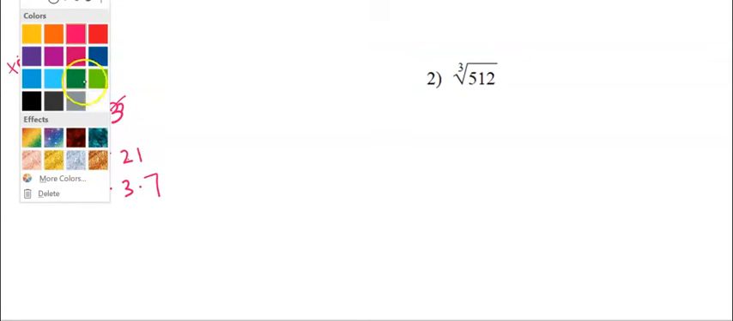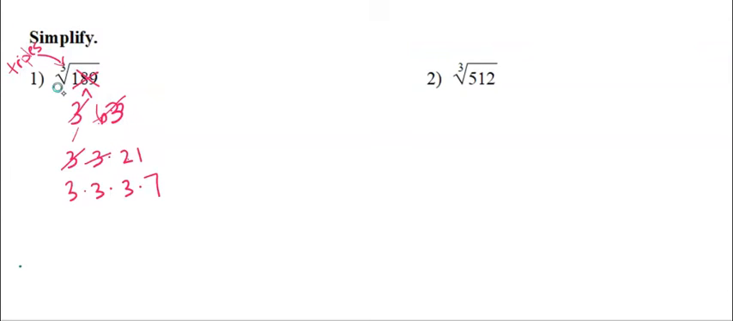All of those numbers are broken down as much as they can go, so we want to start looking for triples. I circle three 3s, and I'm only going to write that once in front of the radical. The 7 is single, so that's going to go back inside. So this would be 3 cubed root of 7, and we would be done.